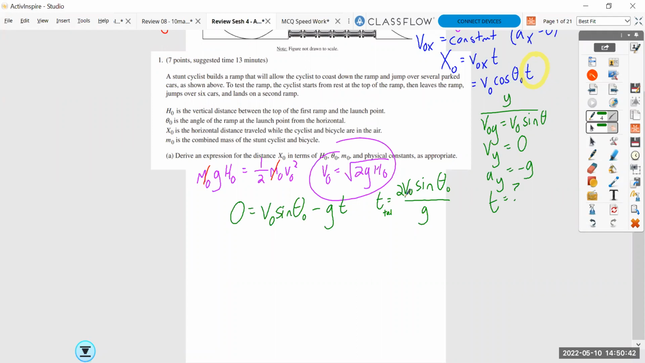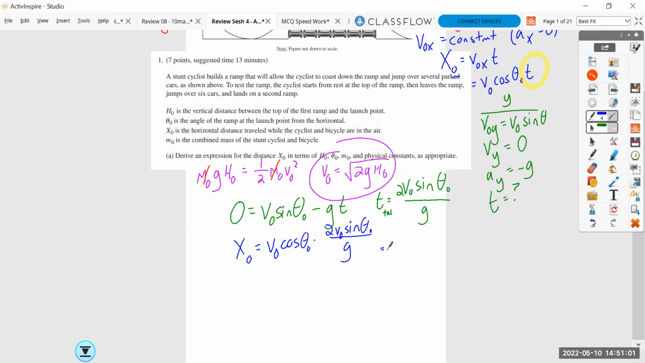And now we're finally ready to put it all together. We know what our x distance is. It's v0 cosine theta times our time. Our time is 2 v0 sine theta divided by g. These should be theta zeros.